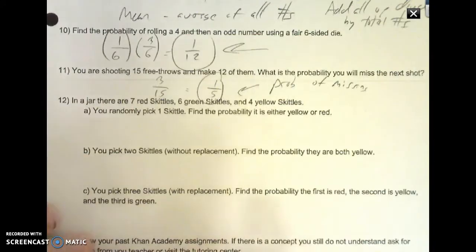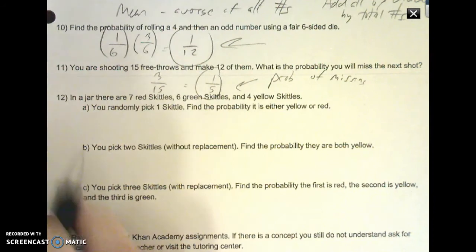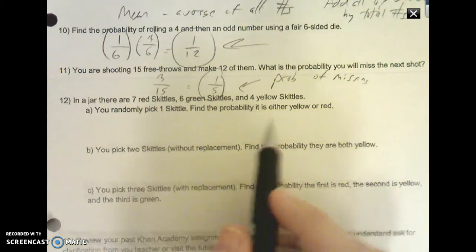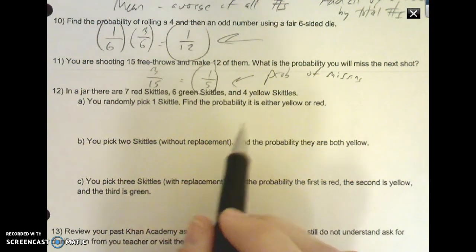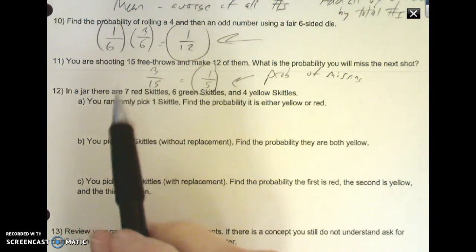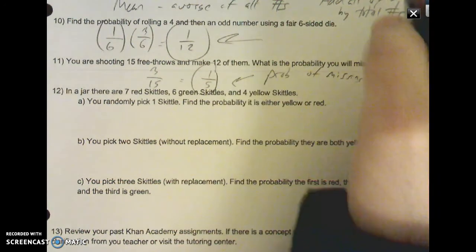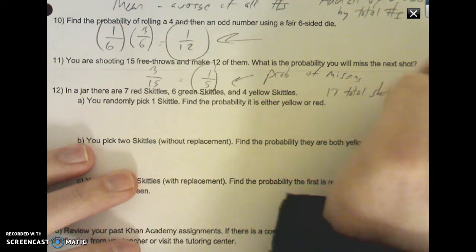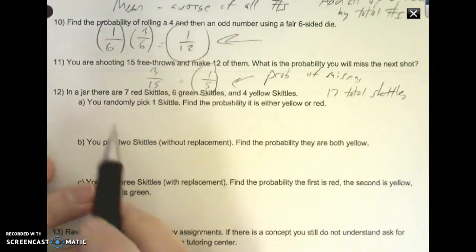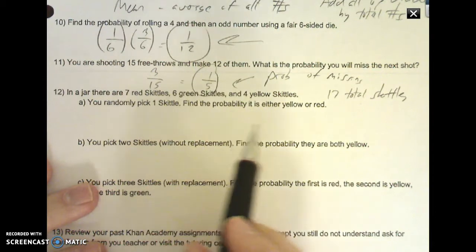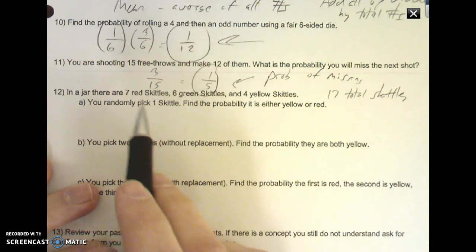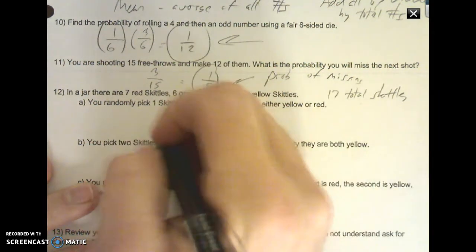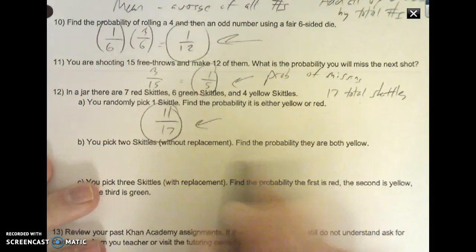Good deal. Number 12. Last part. In the jar there are 7 red Skittles, 6 green Skittles, and 4 yellow Skittles. So one thing you need to know about probability is you have to find your total amount of something. In this case, 7, 6, and 4 adds up to 17 total Skittles. Okay, you randomly pick one. Find the probability it is either yellow or red. Well, how many yellow and reds do I have? 7 red, 4 yellow. Add that together, I got 11 out of 17. So that's my probability of picking either yellow or red.